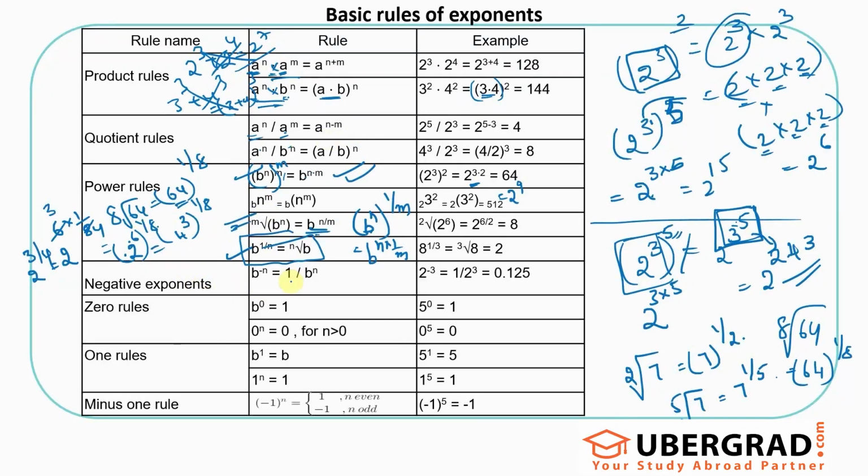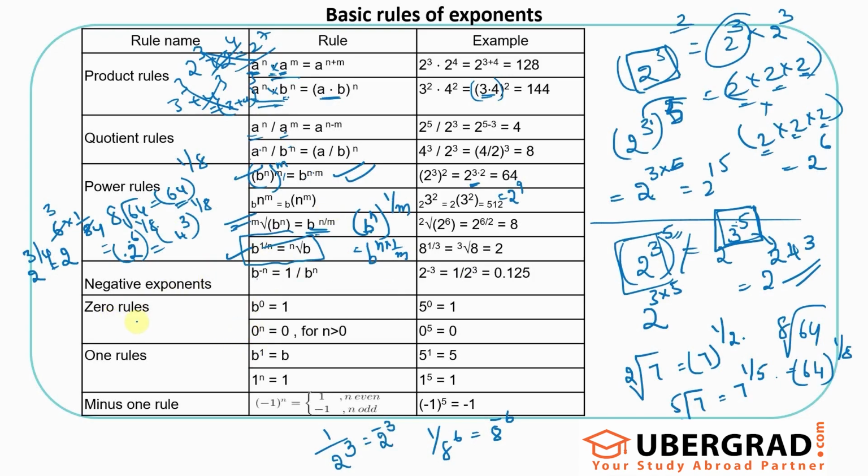Then the negative exponents, right? This happens when I have a denominator. Like what is 1 by 2 power 3? It can be written as 2 power minus 3. What is 1 by 8 power 6? It can be written as 8 power minus 6. Right? That's what it says. So b power minus n is nothing but 1 by b power n. So 2 power minus 3 is 1 by 2 power 3, or 1 by 2 power 3 can be written as 2 power minus 3, whatever it is.